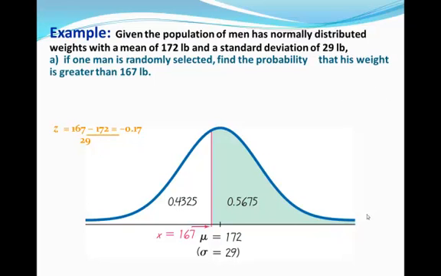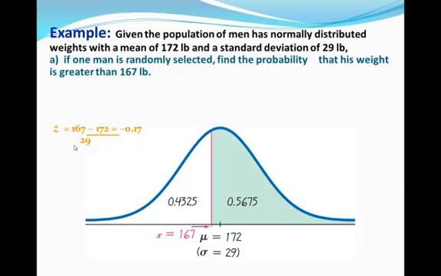The first one, we're solving for A. Given the population of men has normally distributed weights with mean of 172 pounds, standard deviation of 29 pounds. If one man is randomly selected, find the probability that his weight is greater than 167 pounds. So z-score equals x minus mu over sigma, right? Because it's one man, we still apply the regular normal distribution. So it's 167 minus 172 divided by 29. So the answer, when we run it, is approximately negative 0.17.